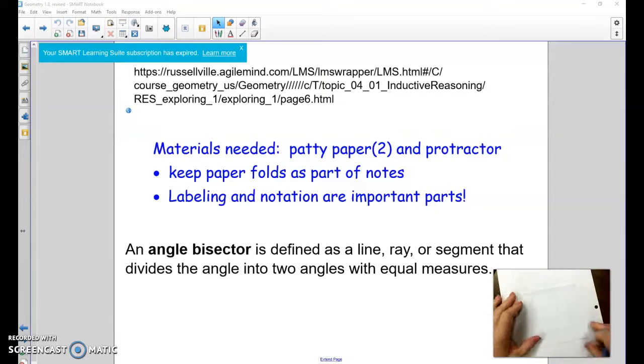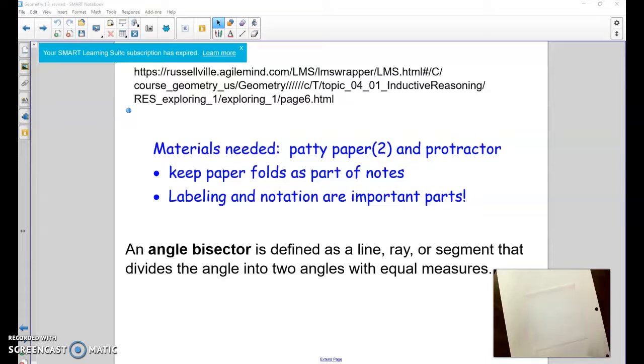It can be a line, a segment or a ray, any part of a line, but it is dividing an angle into two angles that have equal measures. Anytime we do a paper folding in class, make sure that you label it just like I do and that you keep up with it with your notes. It is a good thing to refer back to when you're studying.